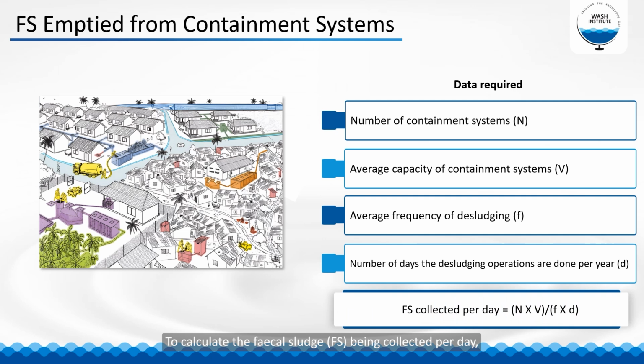To calculate the fecal sludge being collected per day, the number of containment systems in the town is multiplied by the average volume of these systems to determine the total fecal sludge generated by the town.